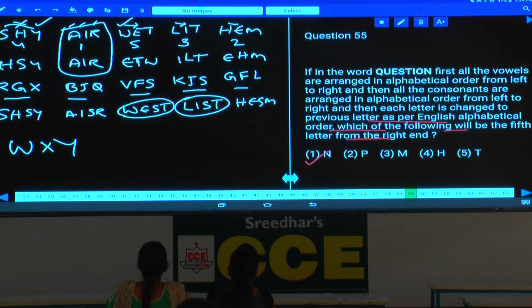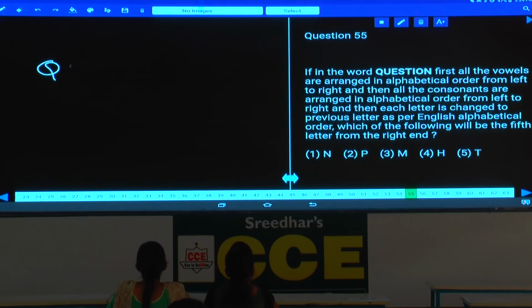If in the word QUESTION first all the vowels are arranged in alphabetical order. Question is the word. Now in this word, all the vowels are arranged in alphabetical order from left to right, and then all the consonants are arranged in alphabetical order from left to right, and each letter is changed to the previous letter as per the English alphabetical order. Which of the following will be the 5th letter from the right hand?